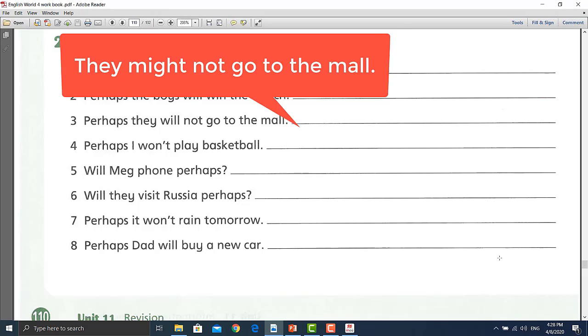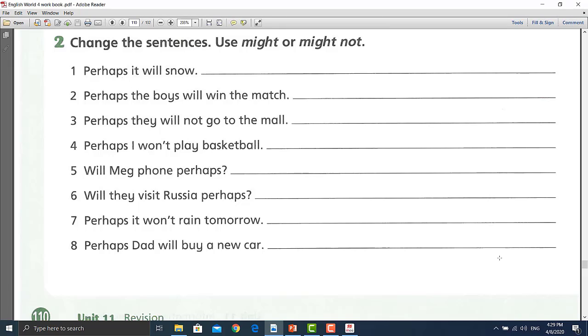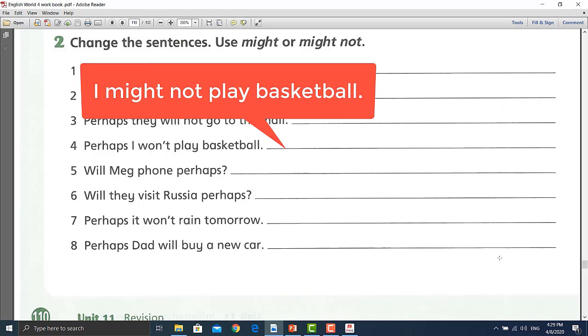Number 4, perhaps I want to play basketball. Is it affirmative or negative? Yes, this is negative, so we are going to use might not. I might not play basketball.